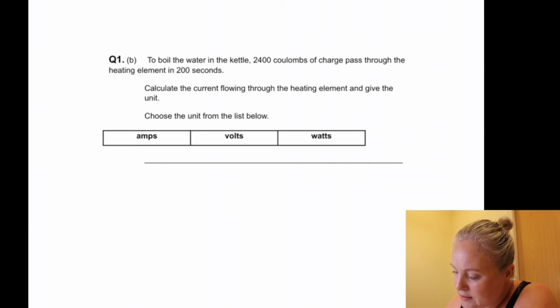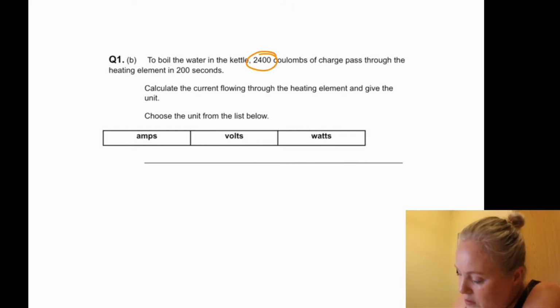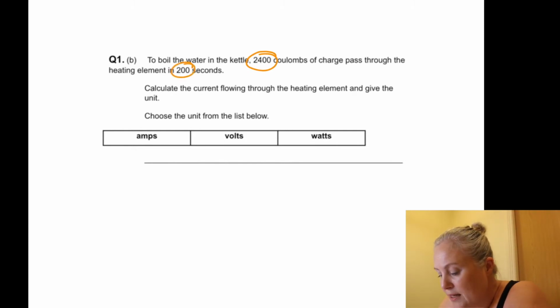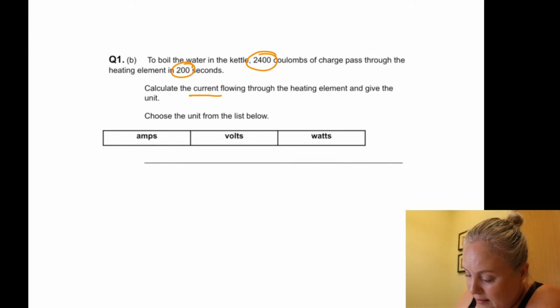So first of all, let's start by reading the question, and I'm going to highlight some of the key things. To boil the water in a kettle, 2,400 coulombs of charge pass through the heating element in 200 seconds. Calculate the current flowing through the heating element and give the unit. So first of all, we need to know what we're being asked to work out. We're being asked to work out the current here.